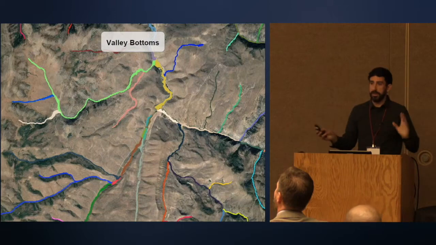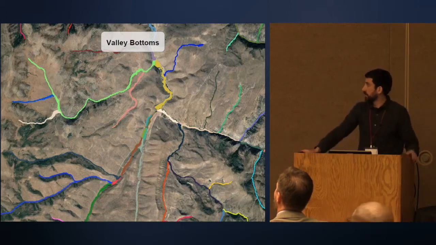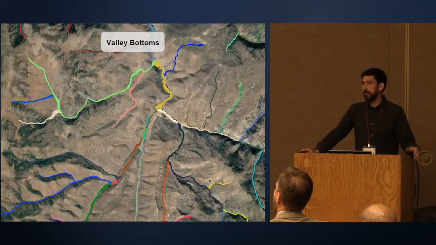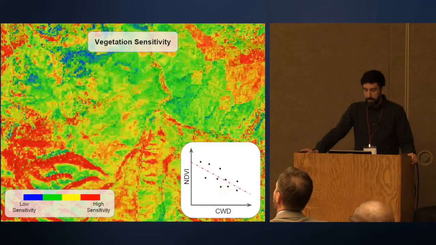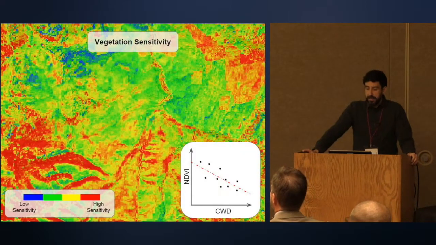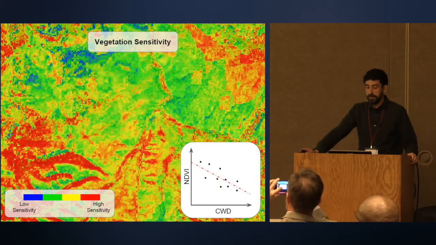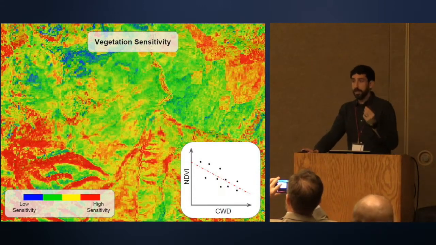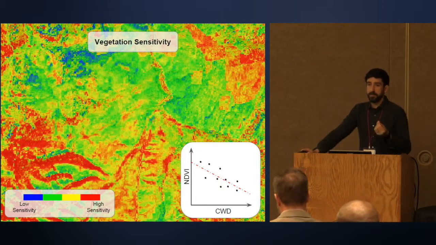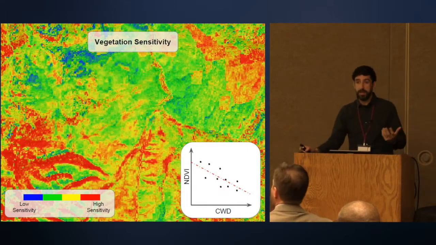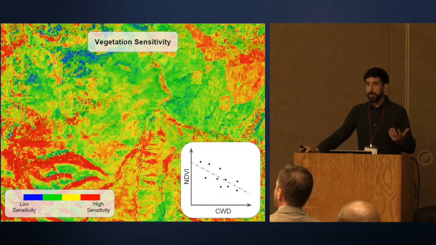The colors here are just showing the different reaches. They don't mean anything, but you can see that we capture the floodplain decently well. And then we calculate this vegetation sensitivity that I talked about across the entire landscape. Again, this is the relationship, or the slope of the line, between NDVI and the climatic water deficit. We do this for each pixel through time using Landsat imagery, so 30-meter resolution. The red areas show up as high sensitivity, or a steep slope, and the blue areas are a flatter relationship, or low sensitivity.